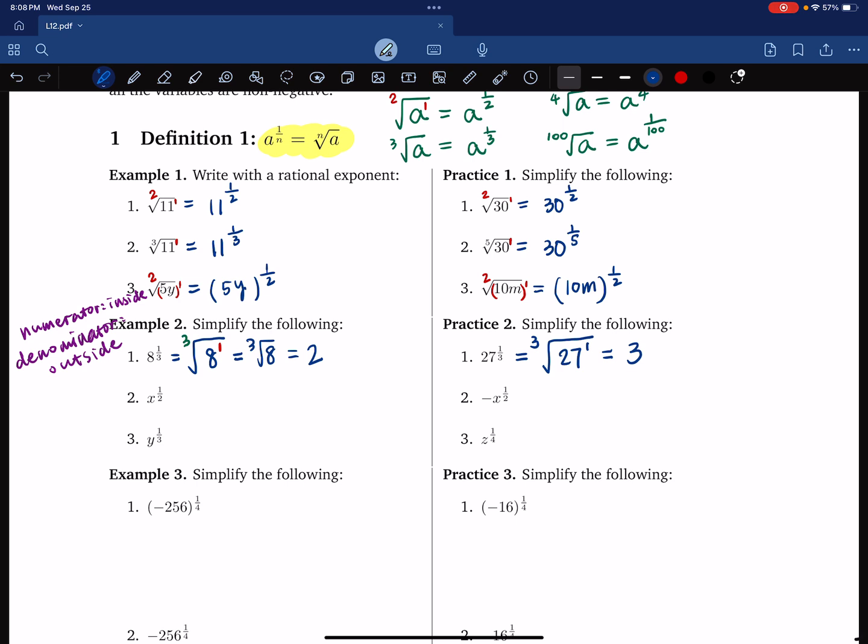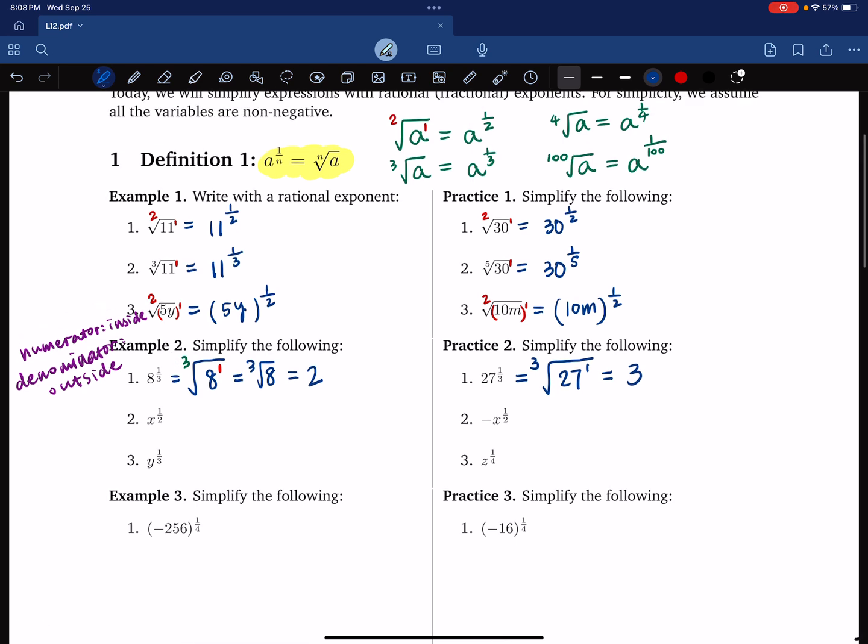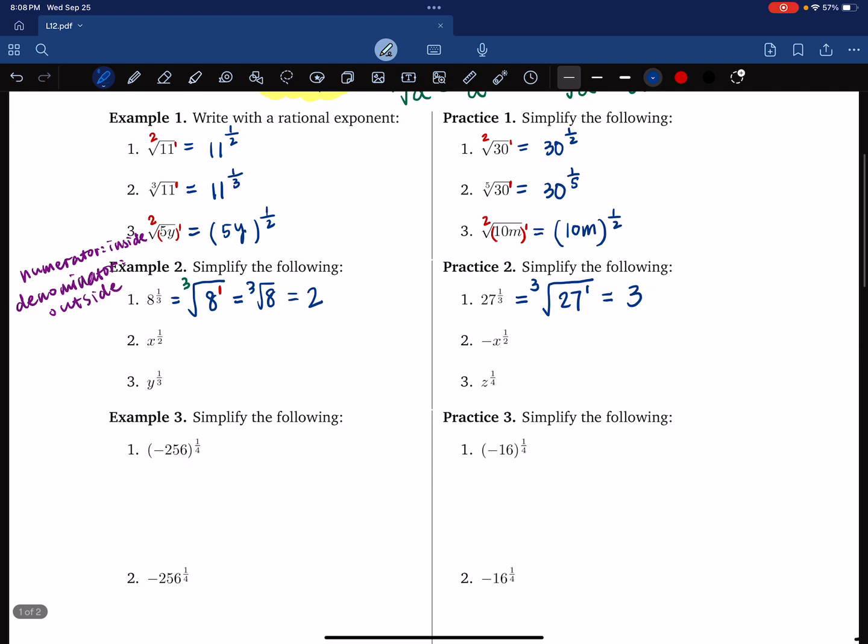Okay, moving on to number 2. Number 2, we have x to the power of 1 over 2. And if we convert it to the radical form, we have our base, x. And then we have a radical sign. And then numerator is 1. Denominator, 2. So this is essentially square root of x. Because we don't know what x is, this will be our final form.